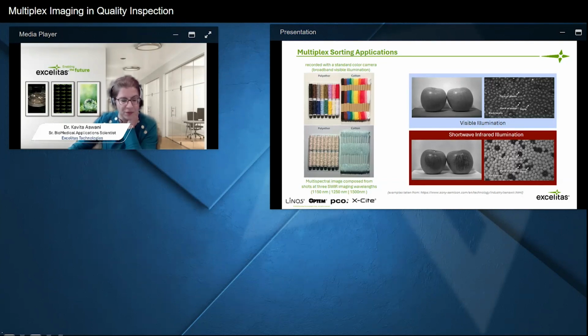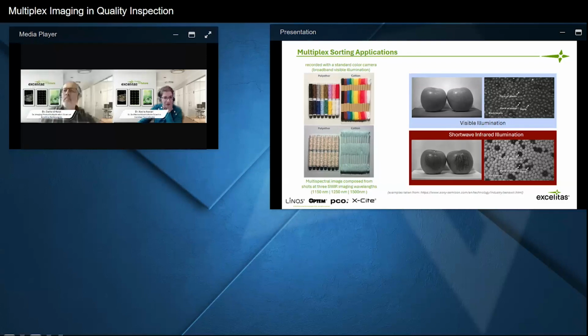So I hope this was a good enough overview to show you the different applications of how multispectral or multiplex imaging can be used in sorting in different industries as well. Over to Gerhard. Thank you.